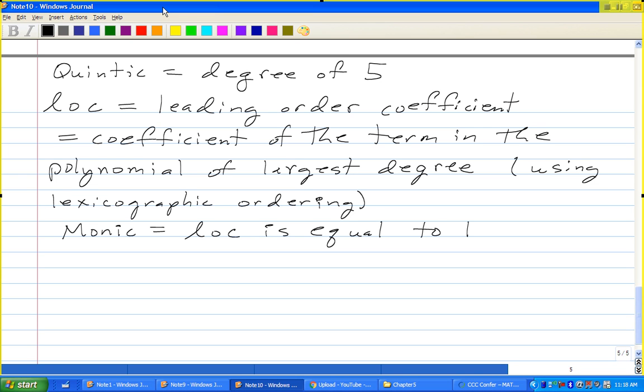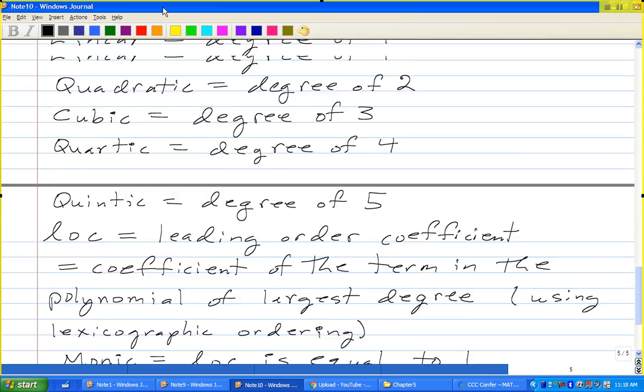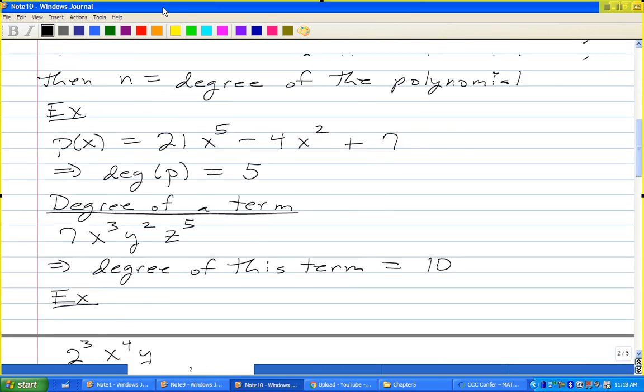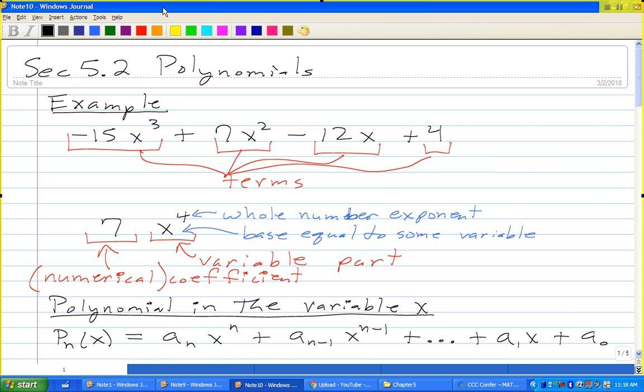Yesterday we started section 5.2 on polynomials. So I gave you some terminology. A polynomial consists of terms that we add together. A term consists of two parts, a part consisting of a number called the numerical coefficient, and a part that consists of a variable to some whole number exponent.